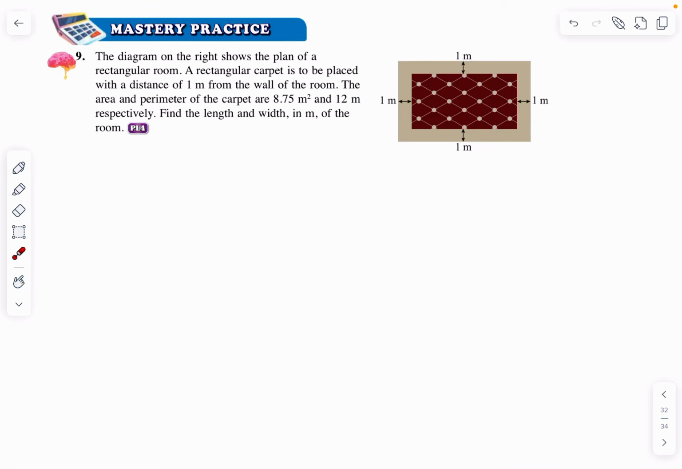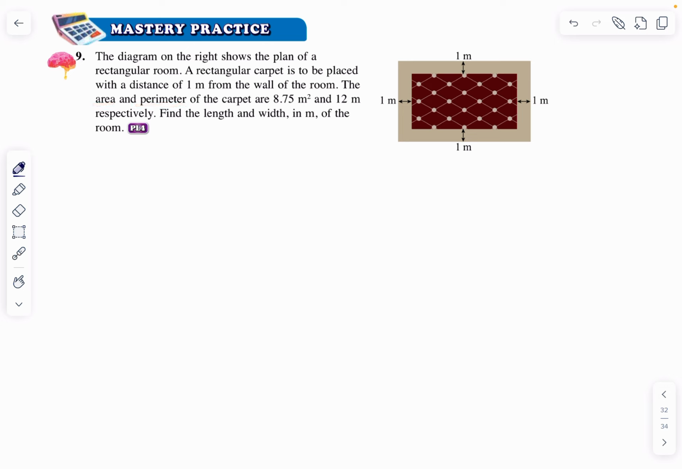Question 9. The diagram on the right shows a plan of a rectangular room. So this is the rectangular room. A rectangular carpet is to be placed with a distance of 1 meter from the wall of the room. So this will be the carpet. The area and perimeter of the carpet is this and this.